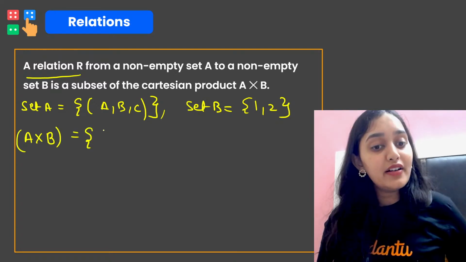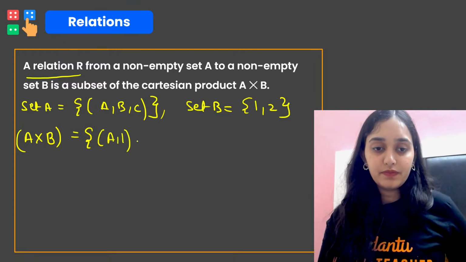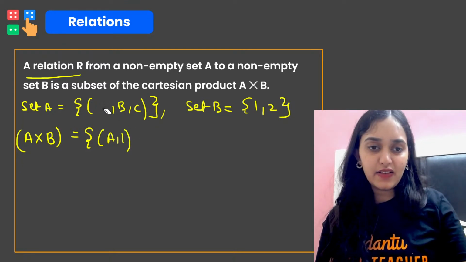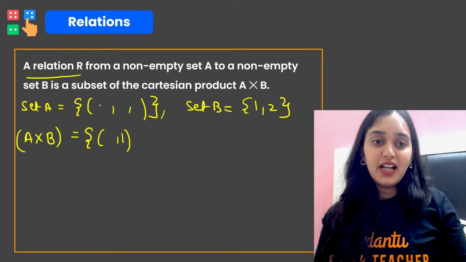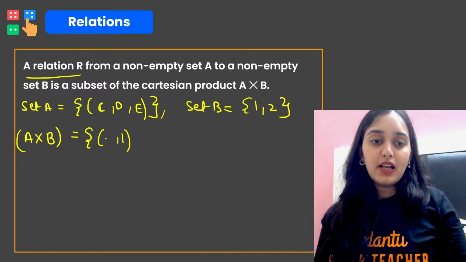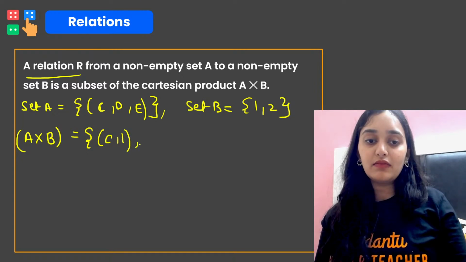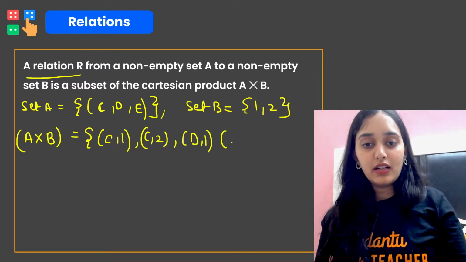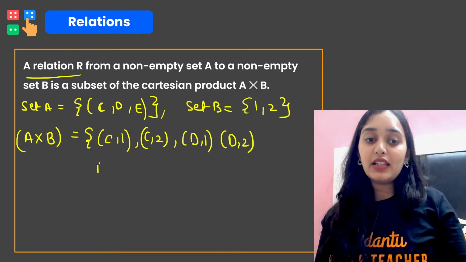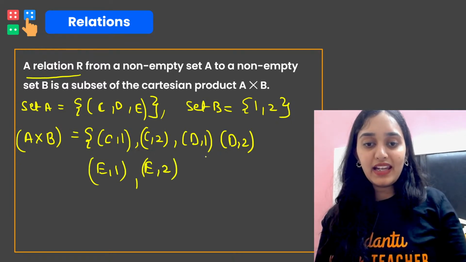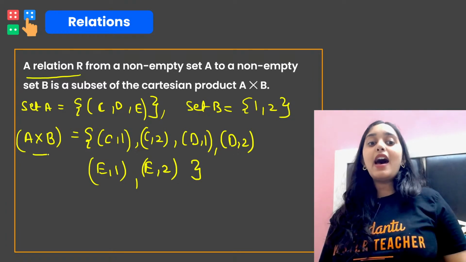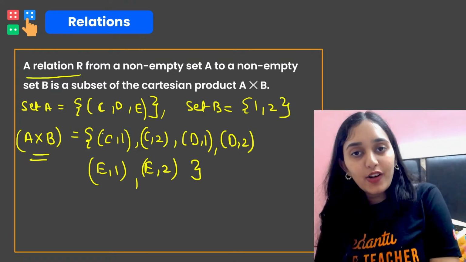Elements means the ordered pairs. So, I should not take the letter A, otherwise you will get confused between set A and element a. Let me take c, d, e. So, we will basically have (c, 1), (c, 2), then (d, 1), (d, 2), then (e, 1), (e, 2). Right. So, these are the elements of the cross product A cross B.